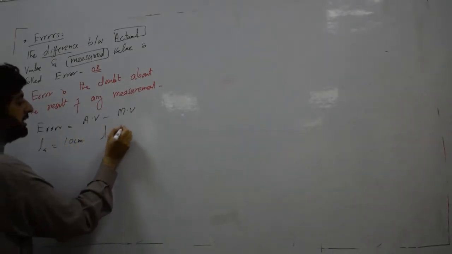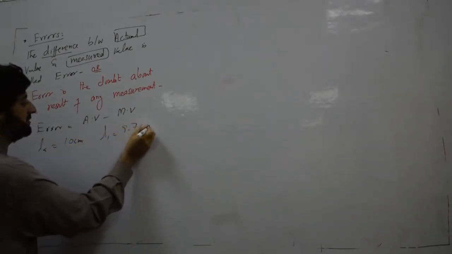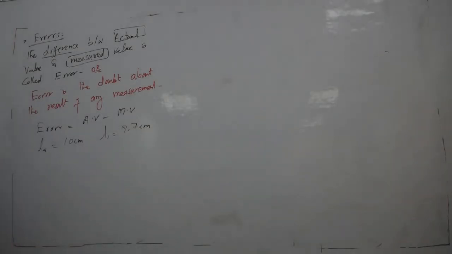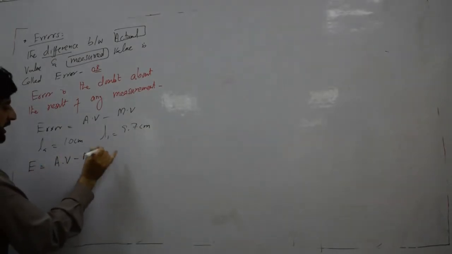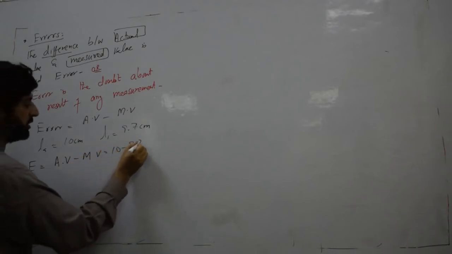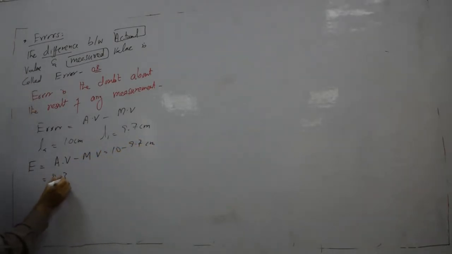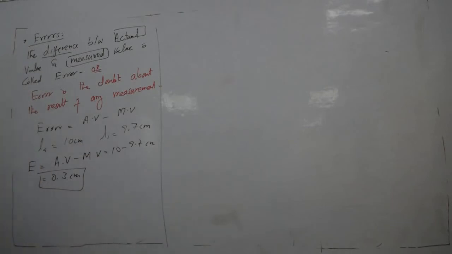For example, the actual length of a rod is 10 centimeter. A student measured it and found it as 9.7 centimeter. Now we want to find the error in this measurement. Error is defined as actual value minus measured value. So the actual value is 10 centimeter and the measured value is 9.7 centimeter, so the error will be 0.3 centimeter. This is the error in the measurement. So error is actually the difference between actual value and measured value.